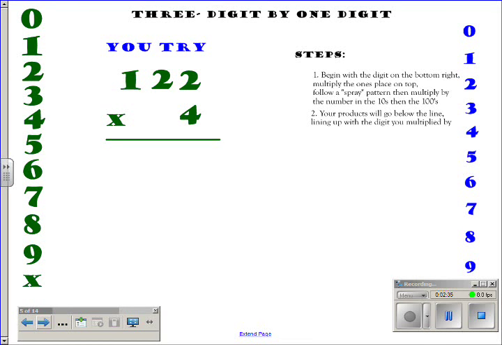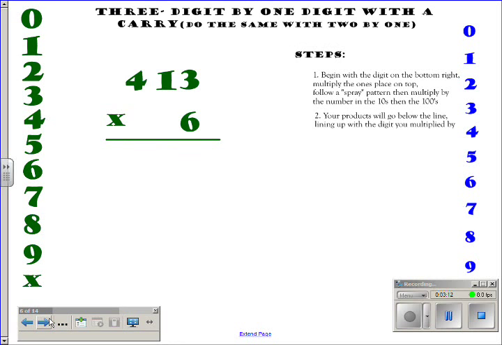All right, welcome back. So you would have started by using your spray. So you would have done 4 times 2, and 8 goes directly below. 4 times 2 again is 8. You're going to put your product directly below the 2, which is 8. 4 times 1 is 4. Your product's going to go directly below, which is 4. And you should have come up with 488. If you did not get that answer, what you're going to want to do is go back, review the steps, and you may want to get out a piece of paper and do some practice problems.